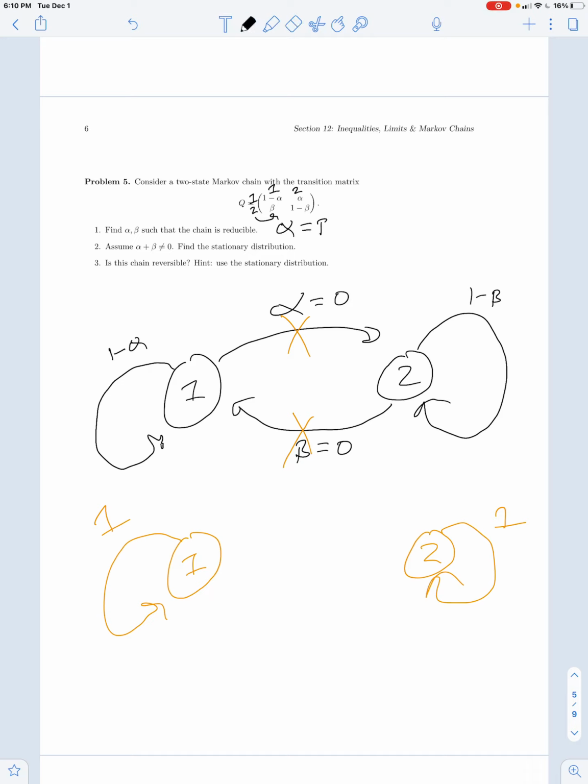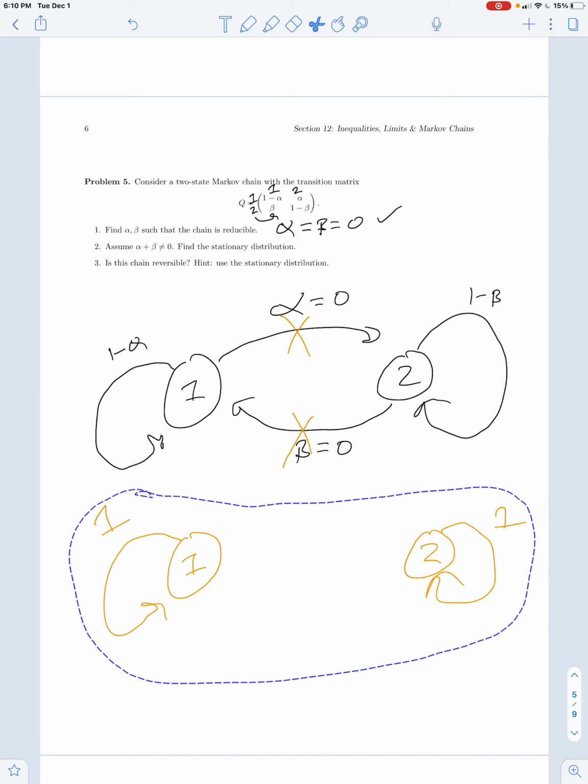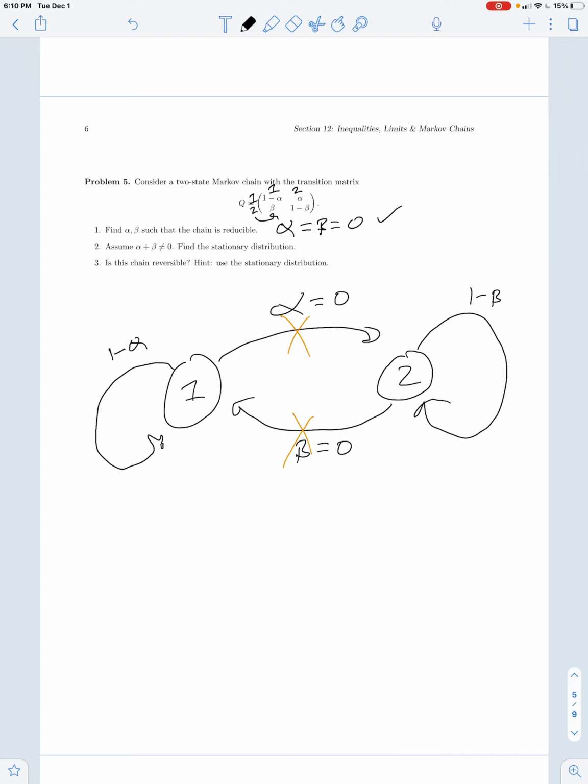This problem was solved basically just by understanding the definition of reducibility. If you're at state i, you can't get to state j in a finite number of steps, and if that is true, then the chain is reducible. Great. I hope I was saying reducible and not reversible that whole time, because I was talking about reducibility.